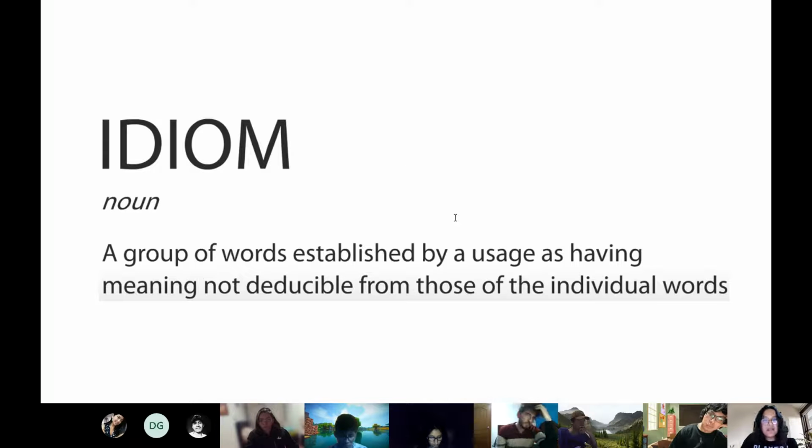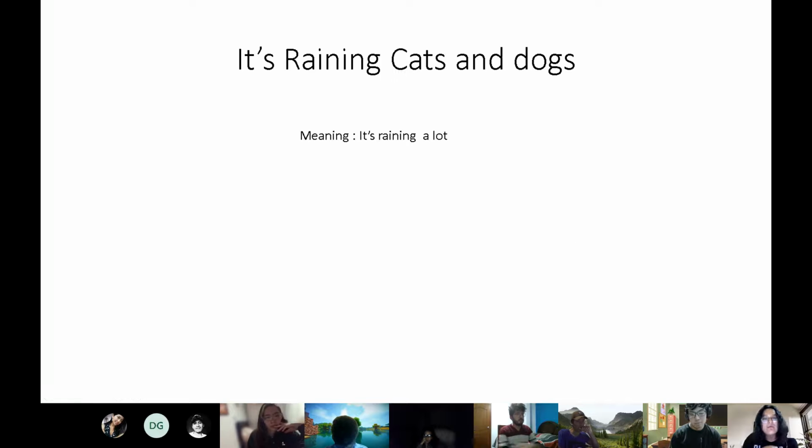As I told you before, idioms help us to express feelings in a more illustrated and colorful way. So for example, raining cats and dogs. What do you think this idiom is trying to express?